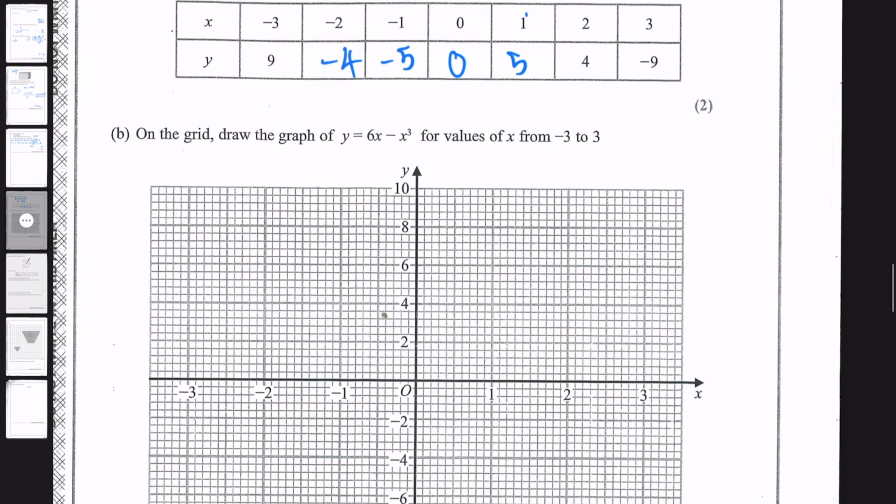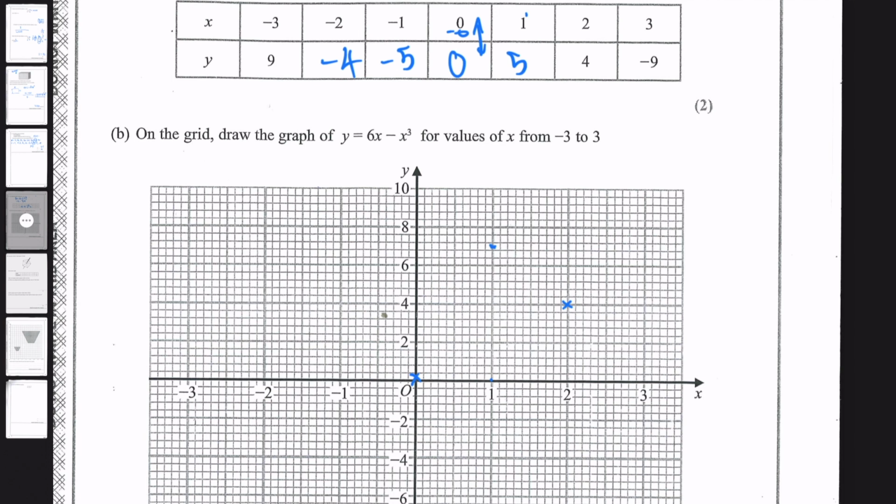So we'll start at 0, 0. This means go along 0 first of all and then up 0. So that's the origin there. The next one is 1, 5. So along to 1 and then up to 5, which will be here. 2, 4, along to 2 and up to 4. And 3, minus 9, along to 3 and down to minus 9.